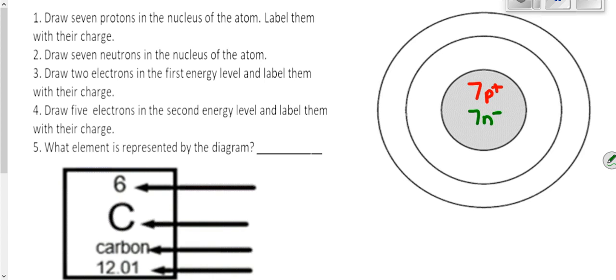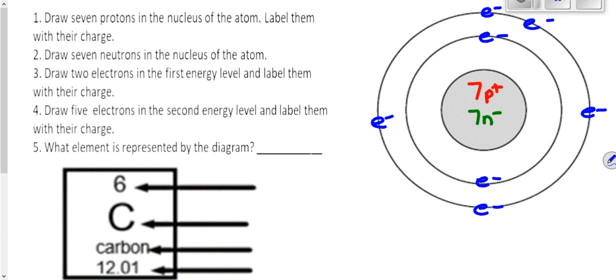It says draw 2 electrons in the first ring. Okay, first ring gets 2. Sometimes we call these rings an energy level, but that's what they mean. Put 5 more in the next ring. Okay, 1, 2, 3, 4, 5 more. Okay.